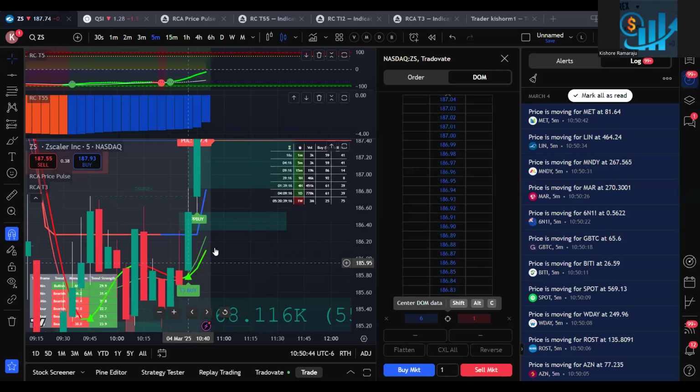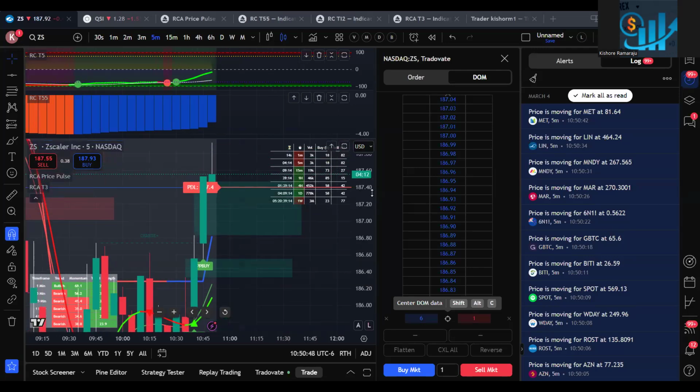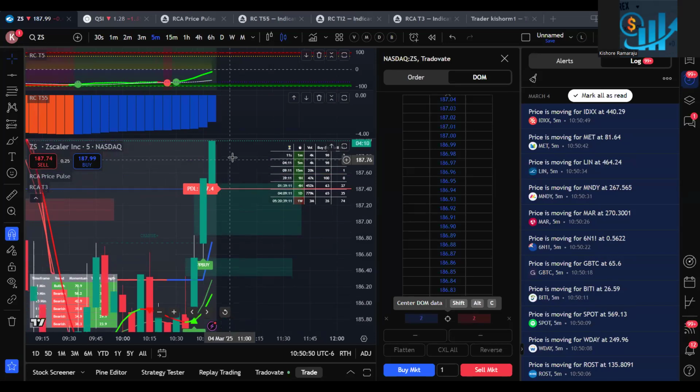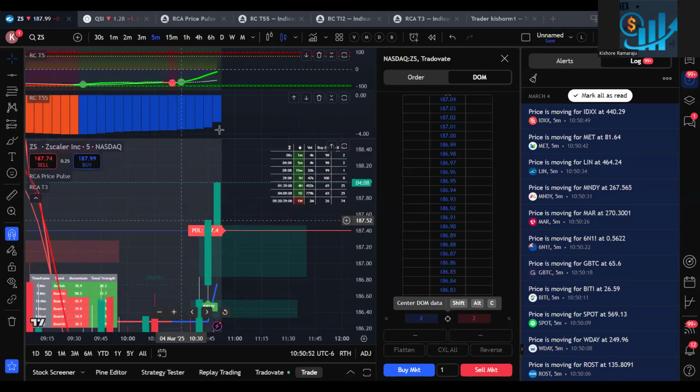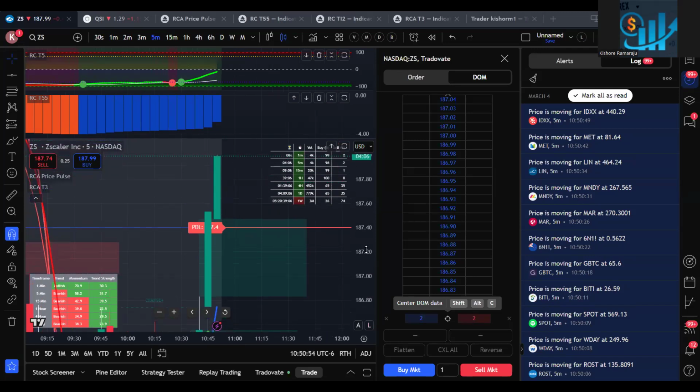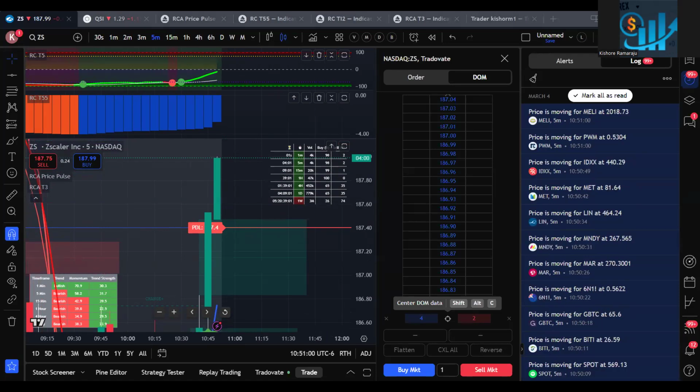My price pulse is blue. My T3 is green. My T5 is green. So it's all about looking for the colors. If all the colors are good, then within a few minutes we'll make nice profits. So already 10% up on Zscaler.